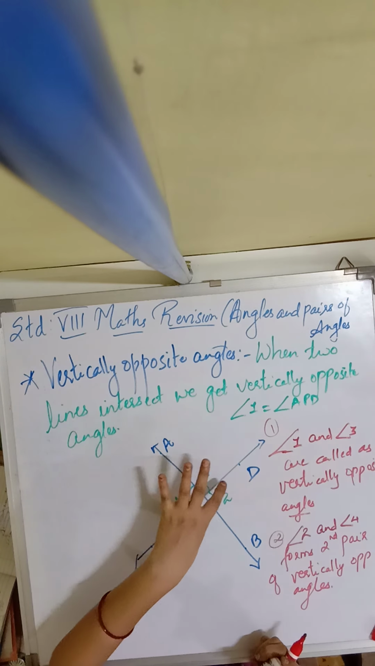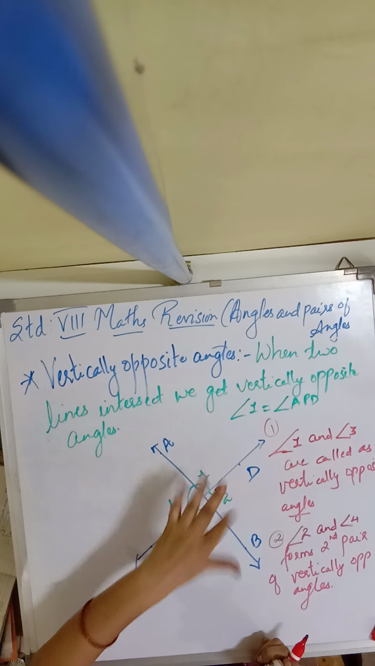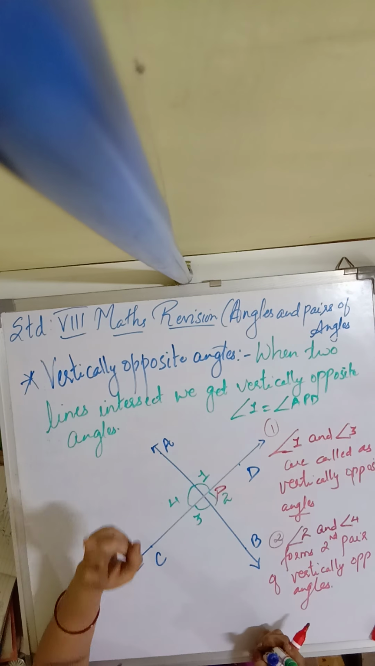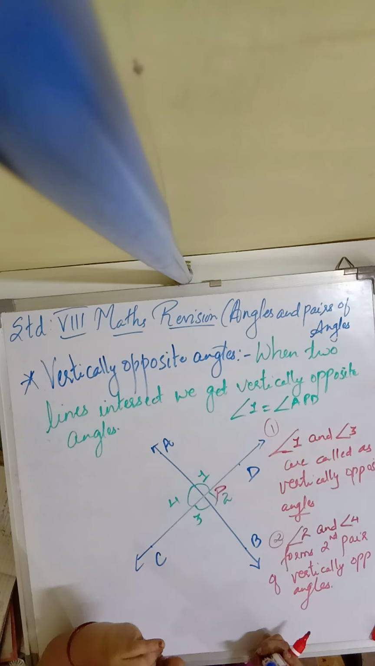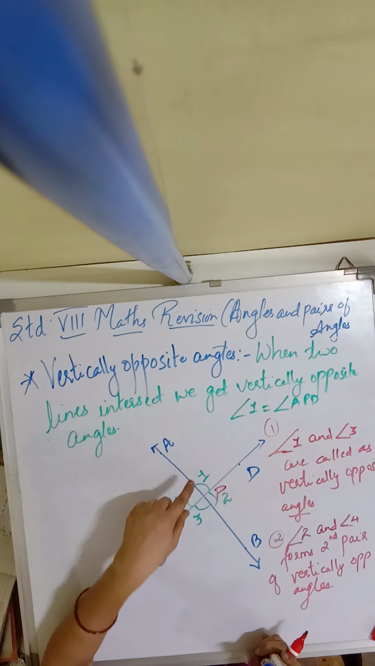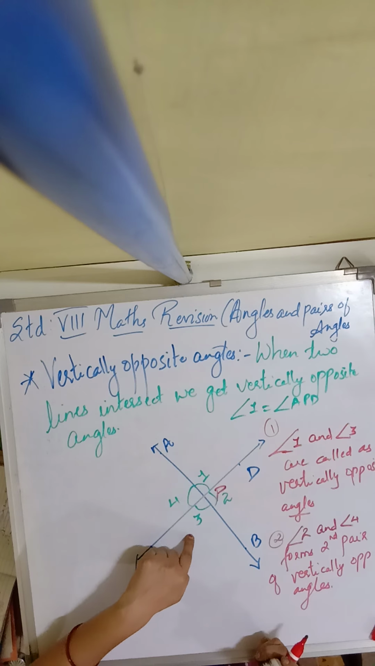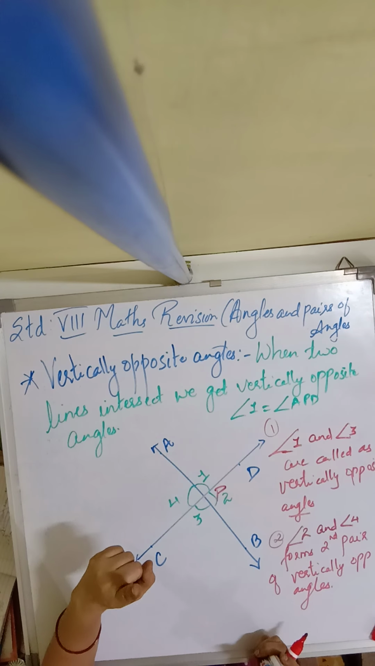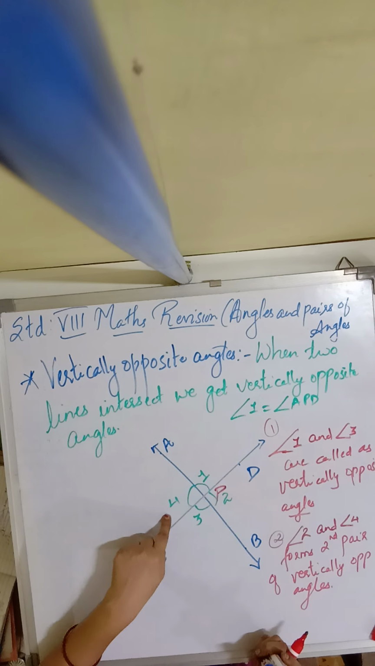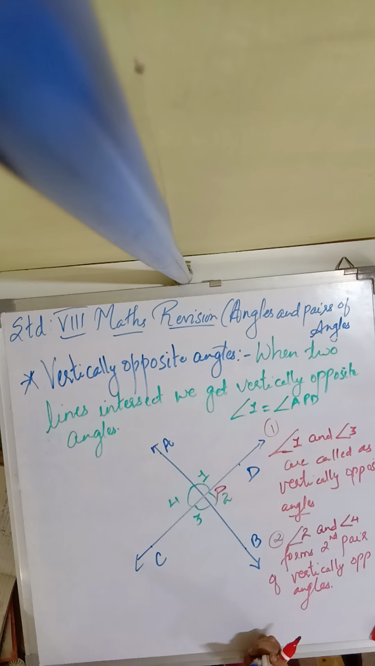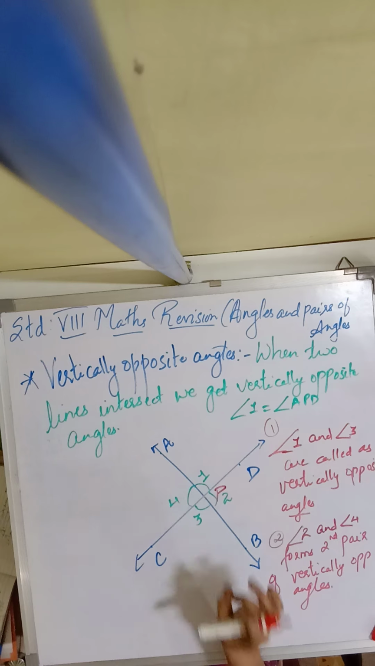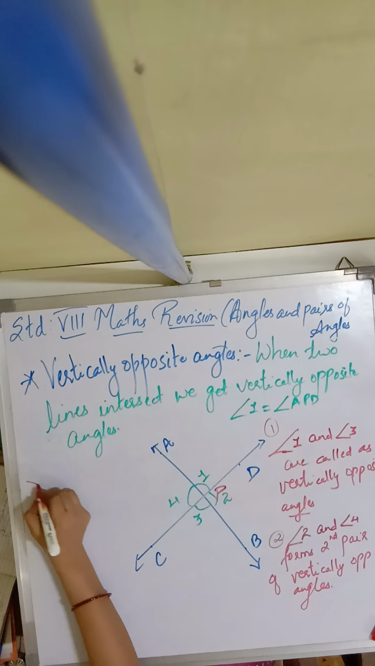Okay children, so here I am writing, how many pairs? When two lines intersect children, we get two pairs of vertically opposite angles. Your first pair is angle 1 and angle 3, the first vertically opposite pair of angles, angle 2 and angle 4, the second pair of vertically opposite angles. And always remember the important property of vertically opposite angles.